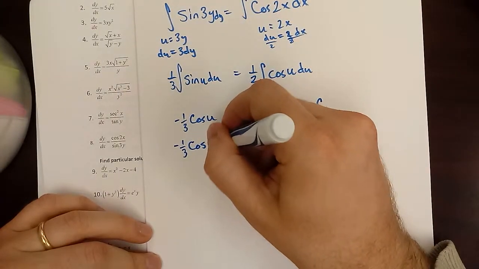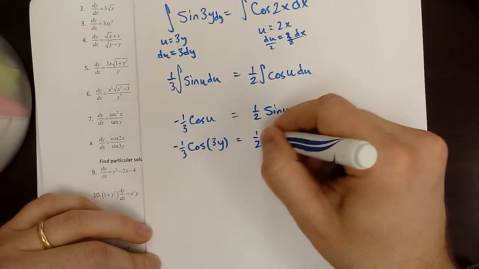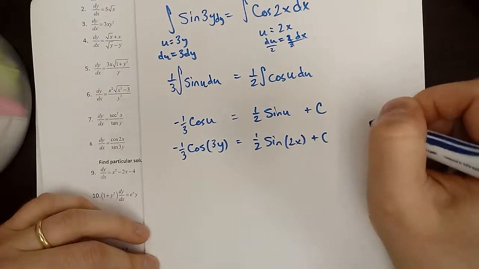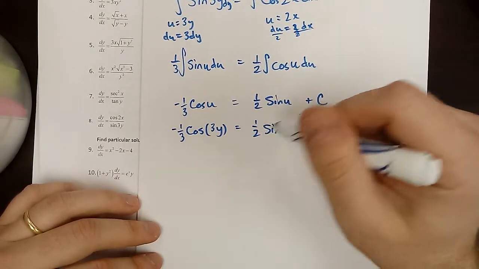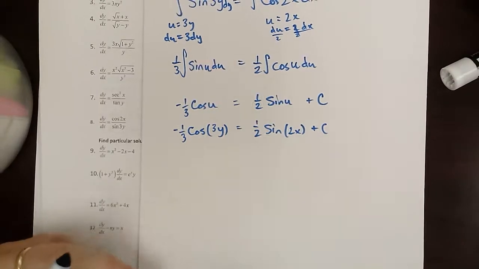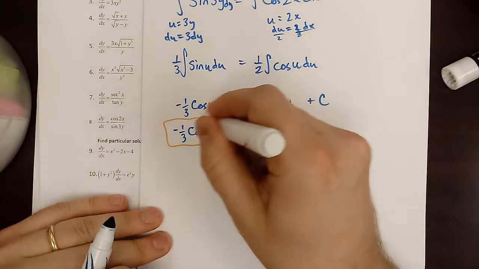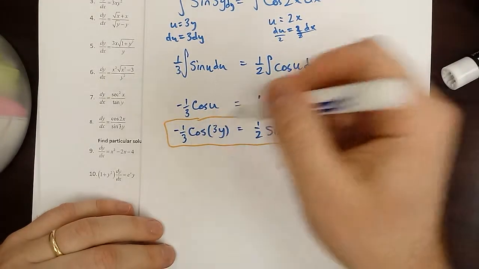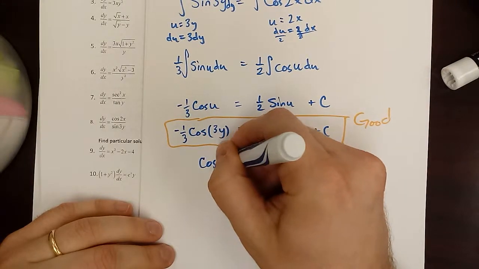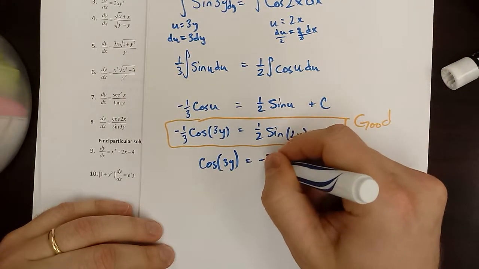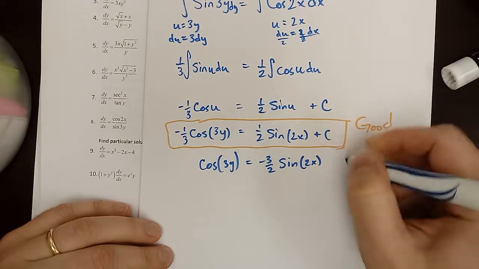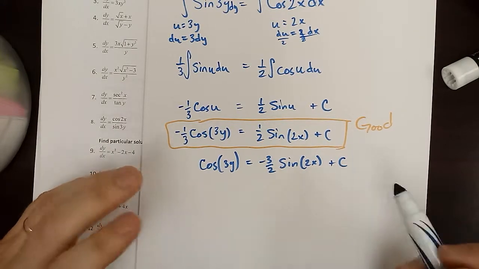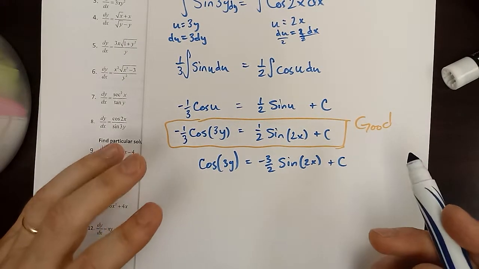This u was 3y. This u was 2x. If I really want to solve this for y, I absolutely can. So I'm going to circle this here and go like, good. Now I'll solve it. So I'll multiply both sides by -3. Cosine 3y is equal to -3/2 sine 2x plus c. Remember, I'm multiplying the c by the -3, but it's a constant multiplied by a constant. It's just a new constant.